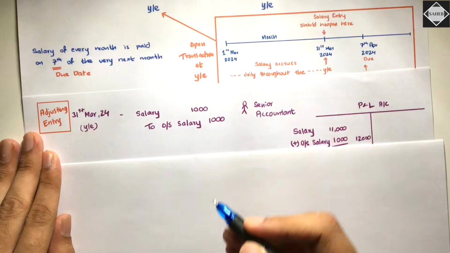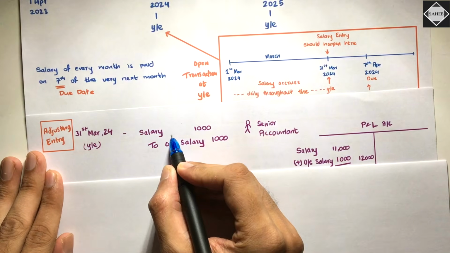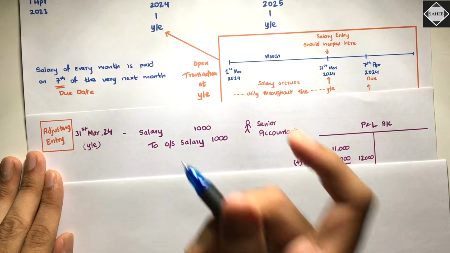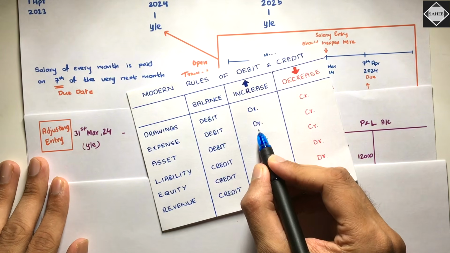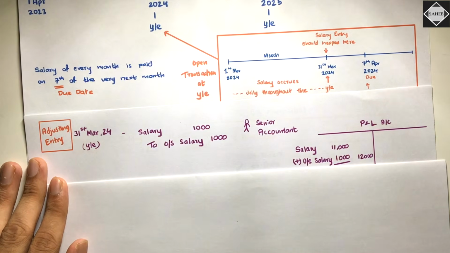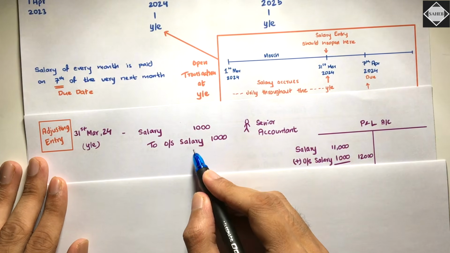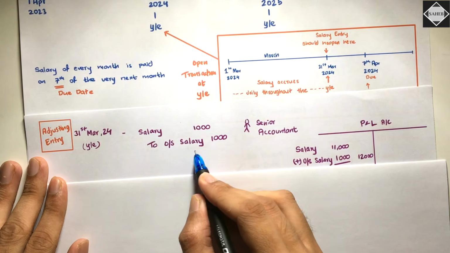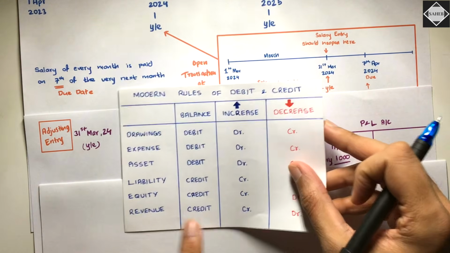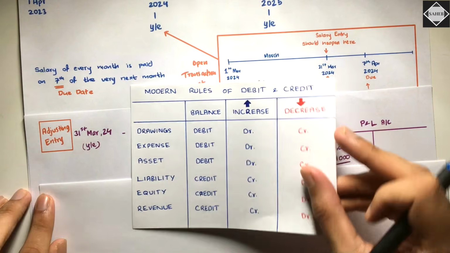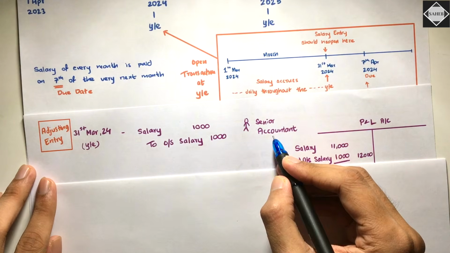What entry? Salary account debit. He has debited the salary account, an expense account. Salary is an expense account, so it has a debit balance; to record it, he has to debit it. And outstanding salary account has been credited. Outstanding salary is a liability account, so to record that, he has to credit it because it has a credit balance. The senior accountant will do that.